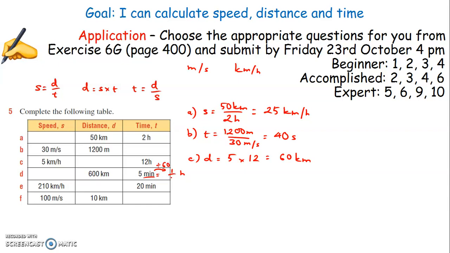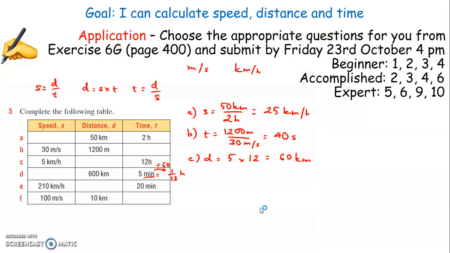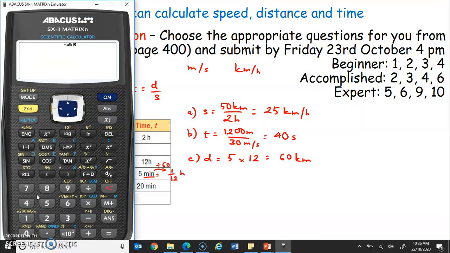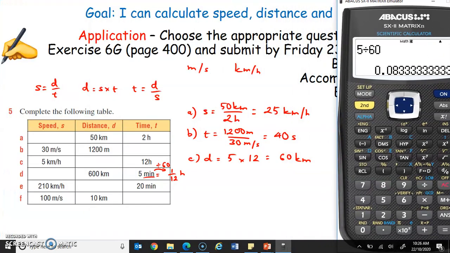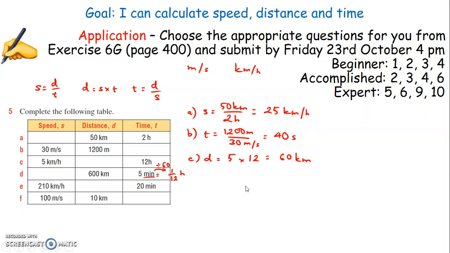Your calculator may give you 1/12, or another thing it can give you, let me get my calculator out here. So 5 divided by 60 is equal to 0.083 recurring.